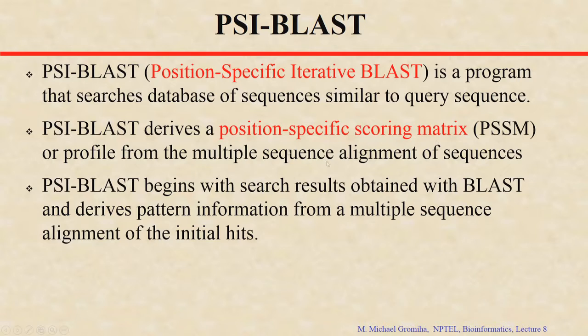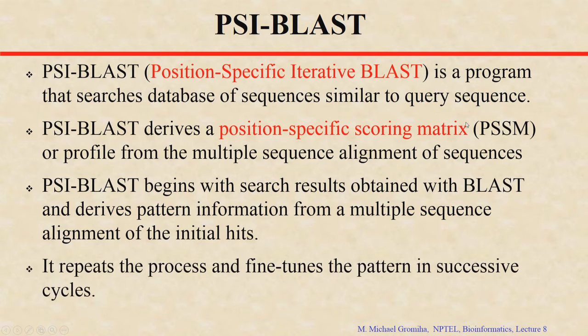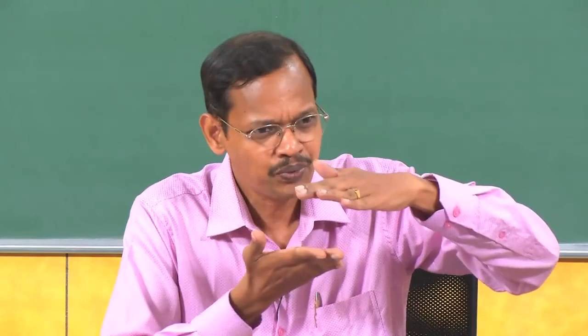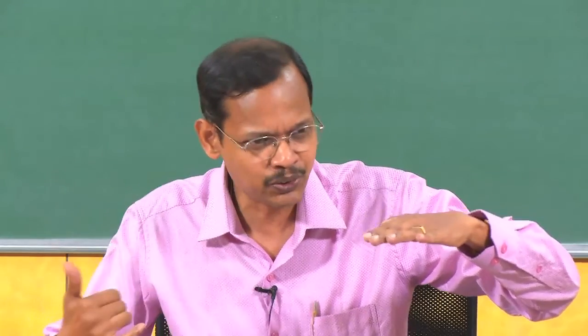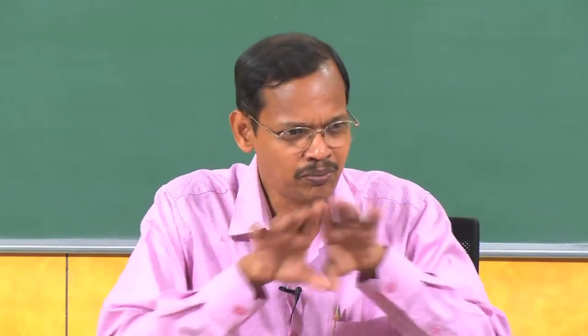How to do this? First, search the results with BLAST and derive the patterns from the multiple sequence alignment of the initial hits. Then they repeat the process, because for example, if you have two alignments that are perfectly matching and the third one is matching with another, for example at the 10th position and 11th position, iteratively they change and see if there is a fine tune with the best match, then keep that at the top, then again tune the rest. So during the iterative process, finally they make the perfect alignment. This is how PSI-BLAST works.